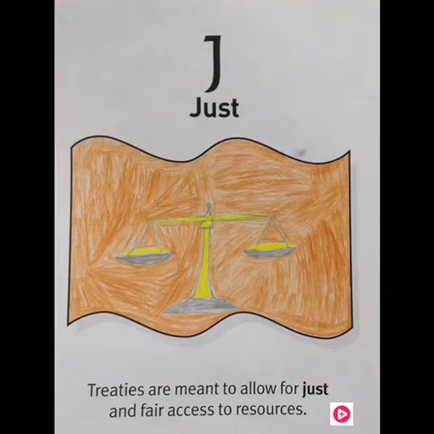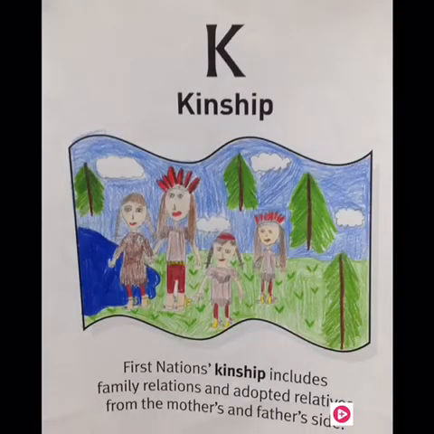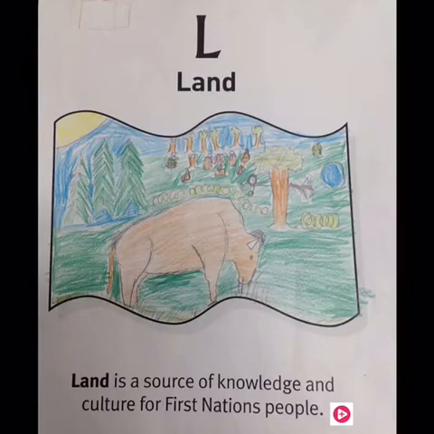J is for just. Treaties are meant to allow for just and fair access to resources. K is for kinship. First Nations kinship includes family, relations, and adopted relatives from the mother's and father's side. L is for land, and land is a source of knowledge and culture for the First Nations people.